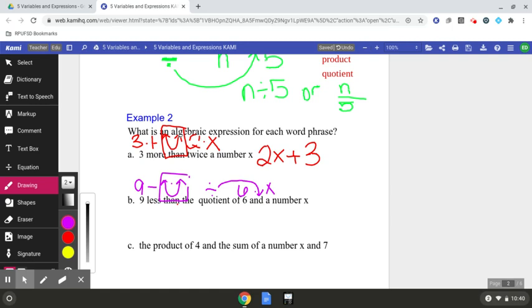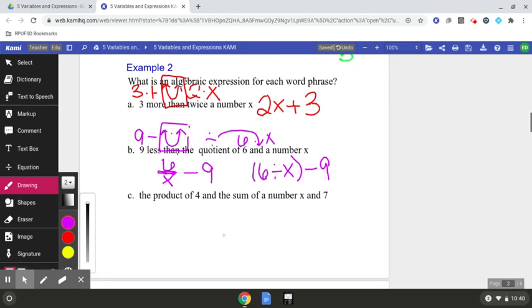So again, I like to use division with a fraction. So if I do 6 divided by x, minus 9. Okay, I could also write this as 6 divided by x minus 9, like that. Notice I had to put that quotient in parentheses to show that I'm keeping it together. And when I write it with the fraction, I can just write it as a fraction.